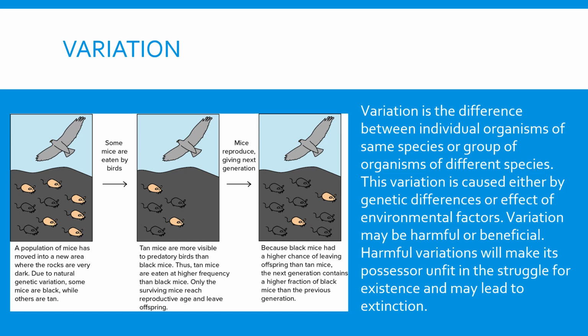Because black mice had a higher chance of having offspring than tan mice, the next generations contain a higher fraction of black mice than the previous generation. Here the tan color of the mice is a harmful variation which led to the extinction of tan color mice.